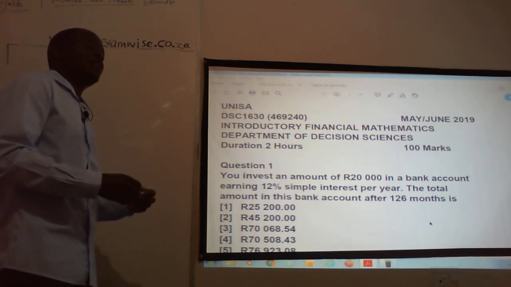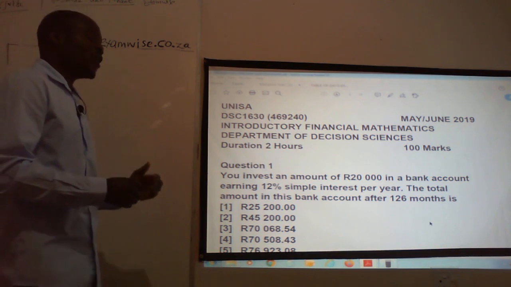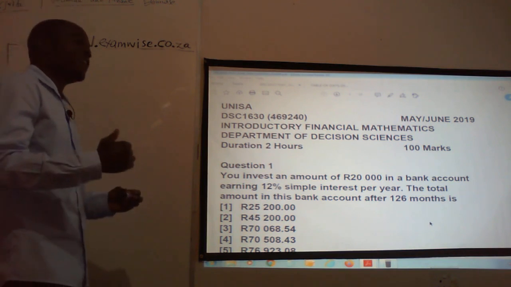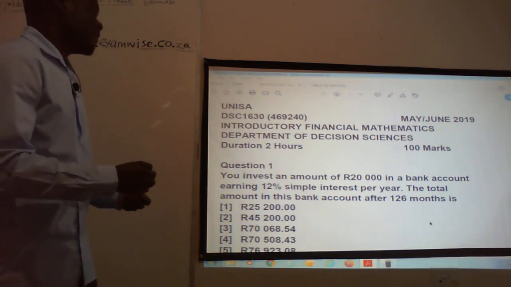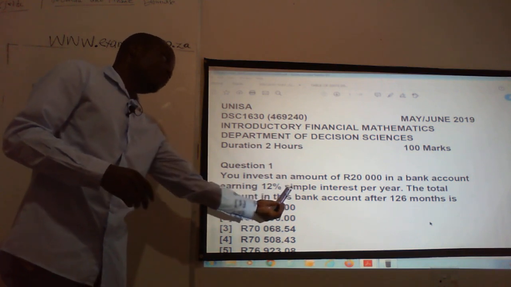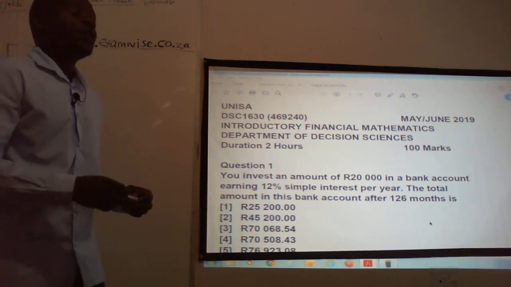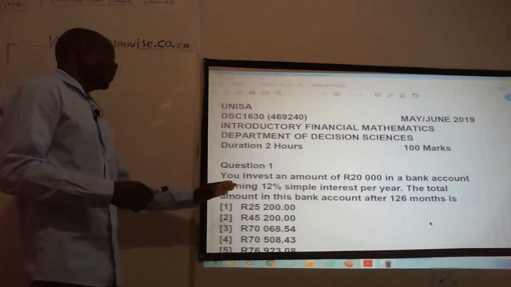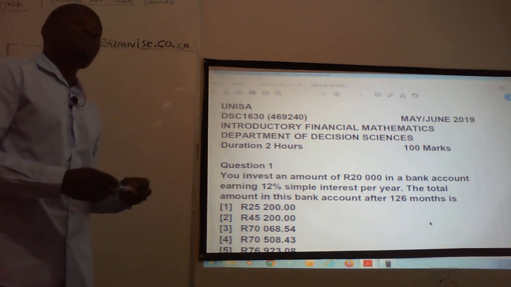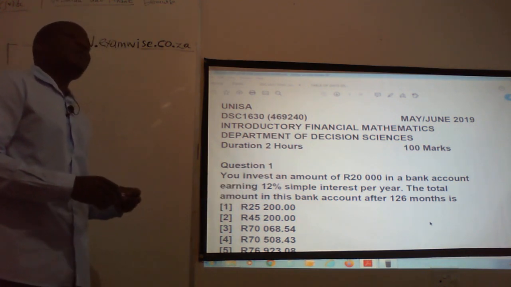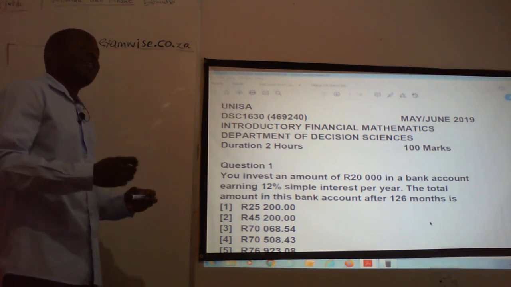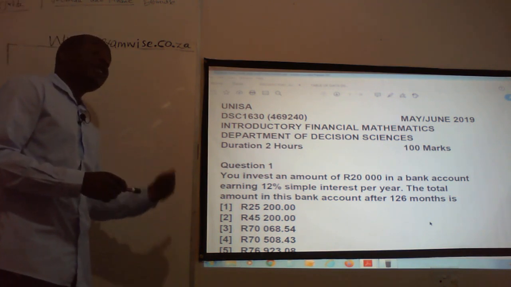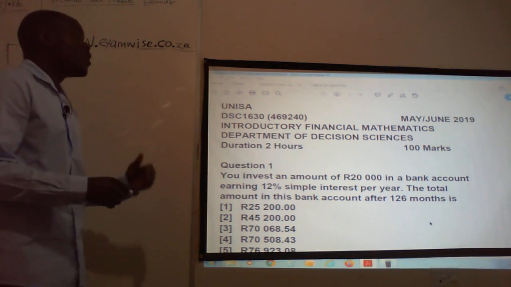Then the second thing is to ask ourselves, how are we going to calculate the future value? From the question itself, we must have a guideline. In this case, they said 12% simple interest per year, so as long as they say simple interest, we are going to use our simple interest model. With simple interest, we cannot use our financial calculator, but we will only use a formula. In the exam, you will also be given the formulas.